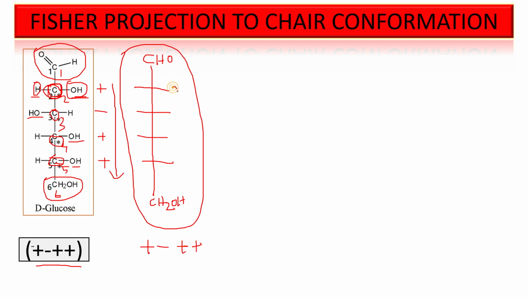Plus means OH on the right side, minus means on the left side, then plus means right side, and then again plus on the right side. This is the basic structure, and here we have to fill in the hydrogen in the gaps. So this is the basic structure of glucose in Fischer projection. Now we can make any type of Fischer projection of any carbohydrate structure by this plus minus formula and this base structure.